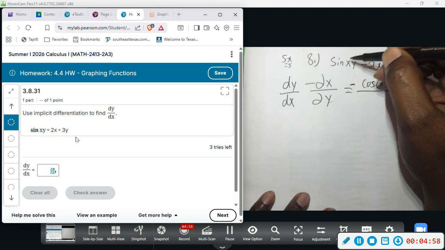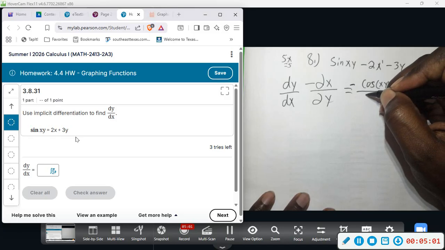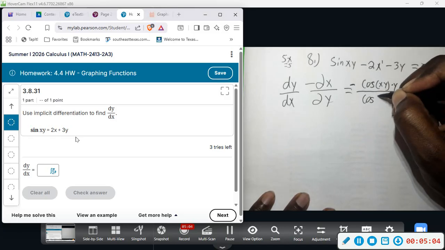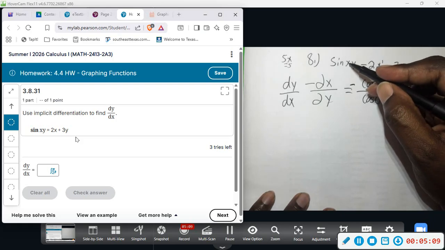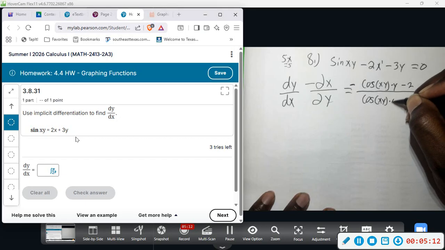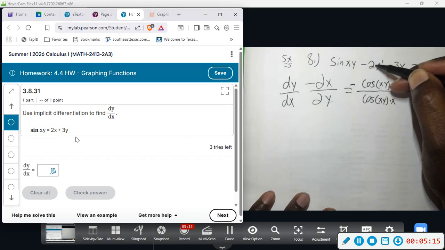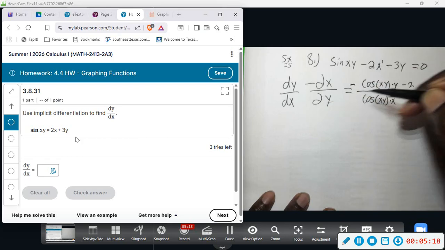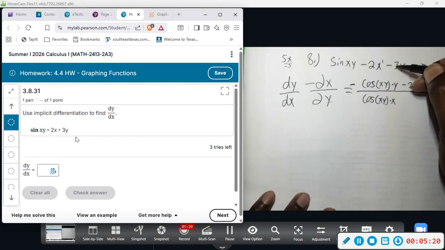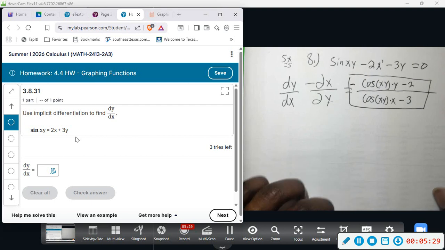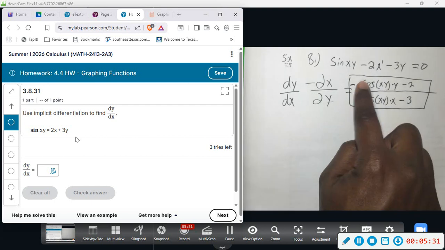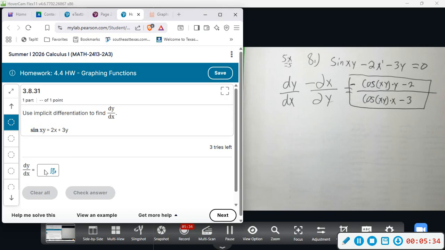So I'm going to do the same thing. Derivative of sine, because it has a y in it, is going to be cosine xy. Derivative with respect to y, okay, this is going to be just times x. And then derivative of a constant is 0, because x is being treated like a constant. We're only focusing on y as a variable. Derivative of negative 3y will be negative 3. All right. And so I get cosine xy times x minus 3. This is what we want for our implicit differentiation.